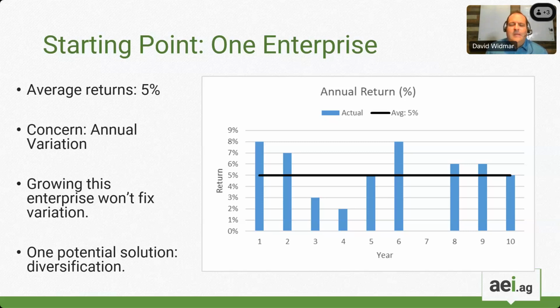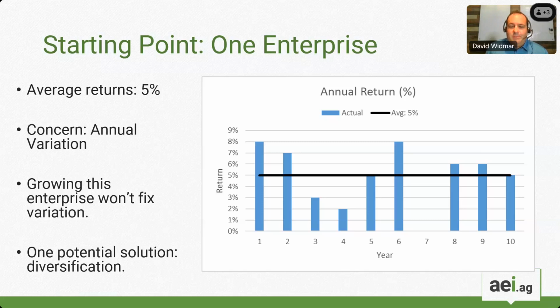There are a lot of ways that we can work in our operation to help weather those downturns, but we want to talk a little bit about how diversification can help you weather those downturns. Now, one thing to really keep in mind is if we think about this operation as it is today and we wanted to grow it, sometimes diversification comes in when we want to expand the operation.